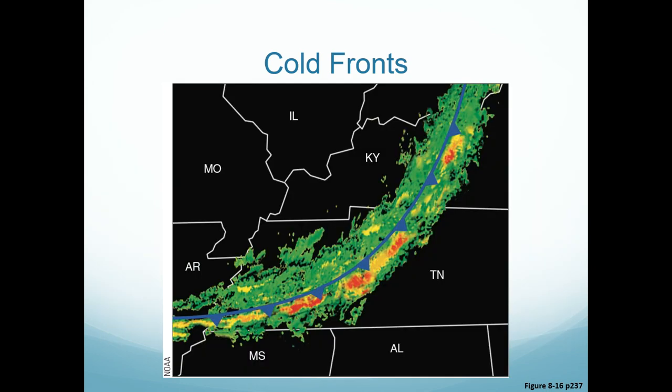Here's a radar image of a cold front. Very typical to see these lines of thunderstorms along a cold front. And if it's a very consistent line, kind of like what you see in this region here that I just drew on, we often call that a squall line.